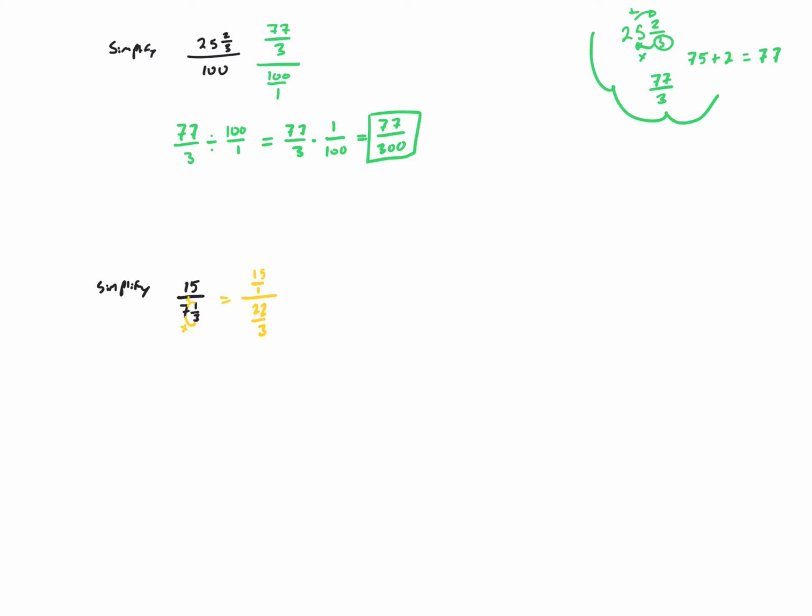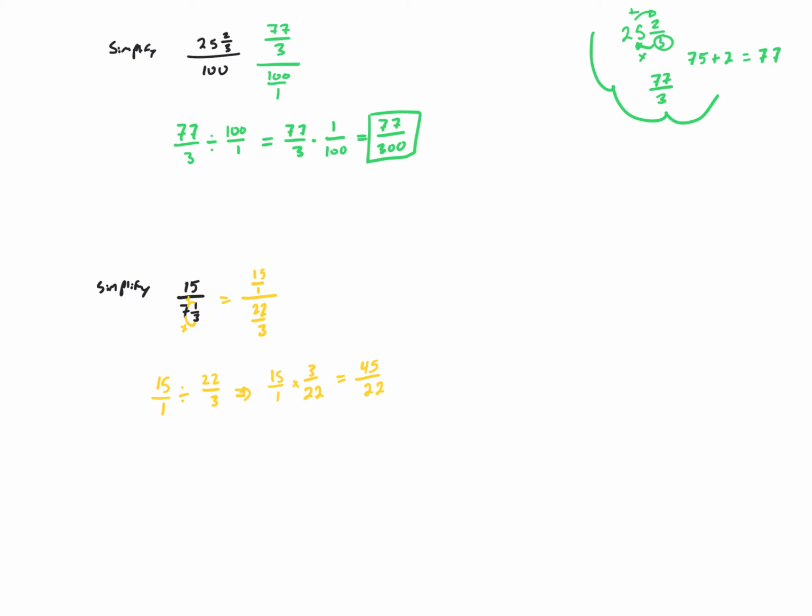So I can rewrite it like this, as 15 over 1 divided by 22 over 3. That's the same thing as 15 over 1 times 3 over 22. And then we're going to multiply. 15 times 3 is going to be 45 over 22, because 1 times 22 is 22.